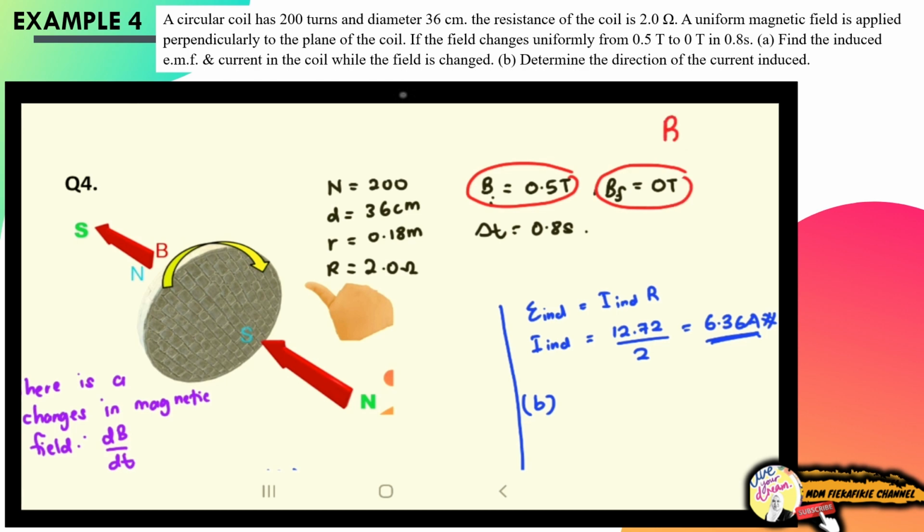Means that the magnetic field is reduced. Dia berkurang. Okay, so from here, okay, awak tengok dulu yang tulisan hijau ini. Okay, look at here, the green one.